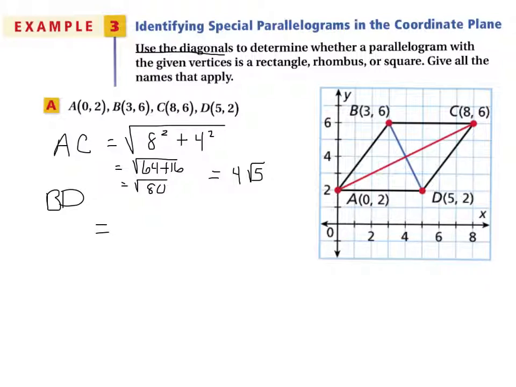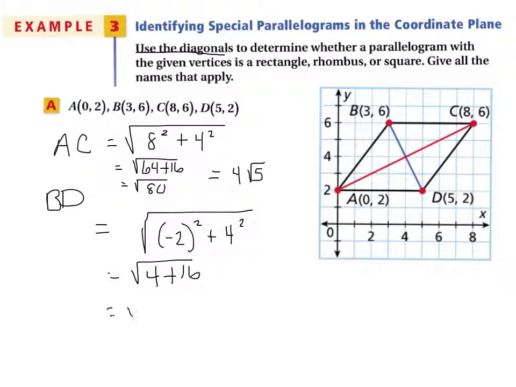Now BD. Subtract my x's, 3 minus 5 is negative 2 squared, plus 6 minus 2 is 4 squared. That would give me 4 plus 16, which gives me the square root of 20, which gives me 2 root 5. Now we know that these diagonals are not equal, so not a rectangle. But now we have to prove it's a rhombus. And we automatically know it's not a square either, because in order to be a square, we have to prove it's a rectangle. So now we have to prove it's a rhombus.